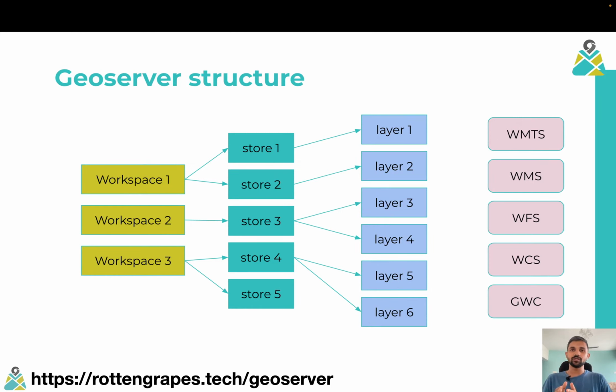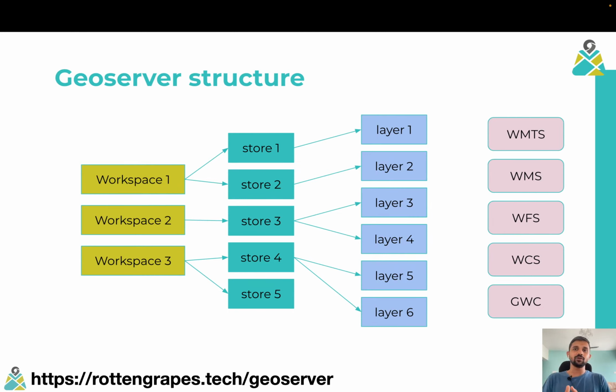Then you have a store. A store is essentially a connection of your GeoServer workspace with some sort of physical data. It can be data as a shapefile, or a TIFF file, or a connection with a database. So the store stores the configuration information to connect this data set with your workspace. Now a store can either serve a single layer or multiple layers, and that is why, for example, store number 3 is actually serving two layers, layer number 3 and layer number 4.